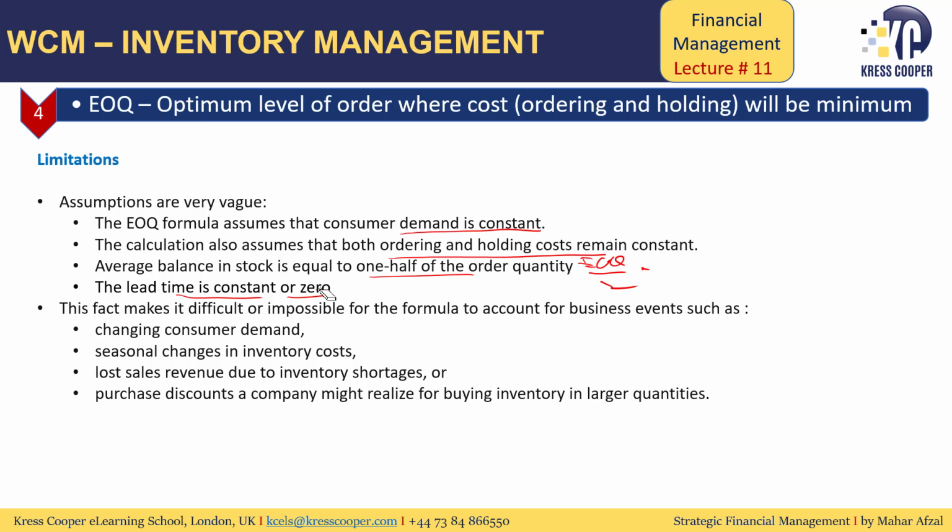Moreover, there is some practical difficulty: this formula doesn't consider changing consumer demand, seasonal changes in inventory cost, lost revenue due to inventory shortages, or purchase discounts in case the company is buying a larger quantity. These are the limitations: the formula doesn't consider all these things.